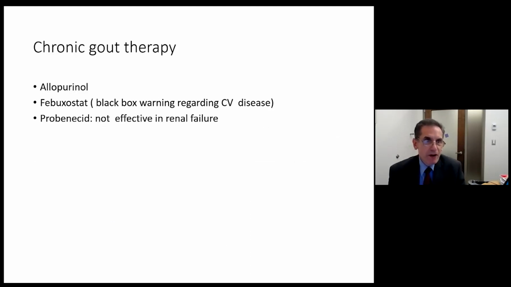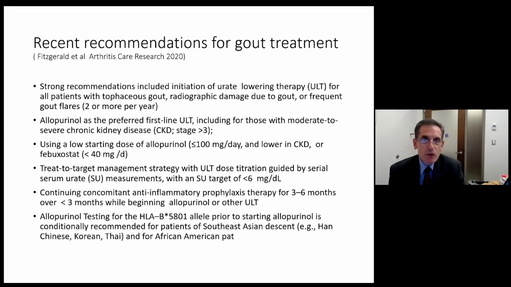What about chronic gout therapy? Allopurinol is the first choice in the vast majority of patients. Febuxostat, another agent which is used for chronic gout therapy, is also useful, but there is a black box warning regarding cardiovascular disease in this agent. So in those patients who are at risk or have known cardiovascular disease, this agent should be avoided. And probenecid is an effective agent for chronic gout, but it is not effective in patients with ongoing renal failure.